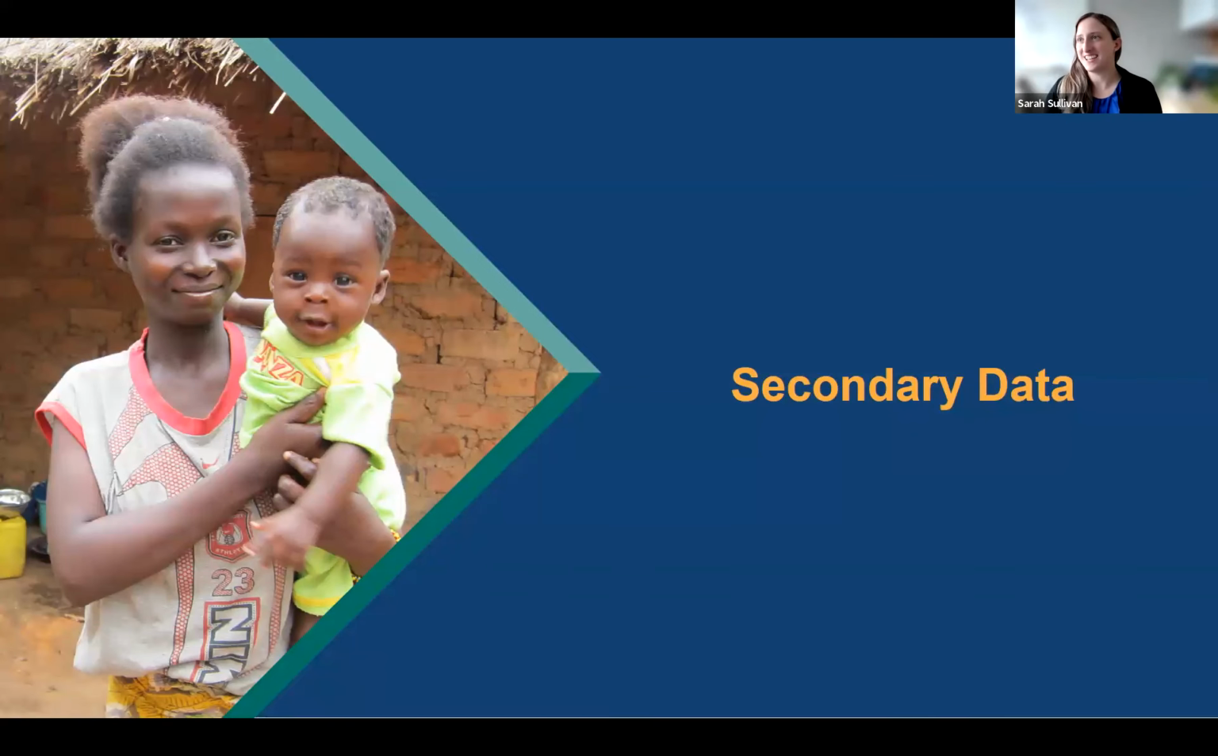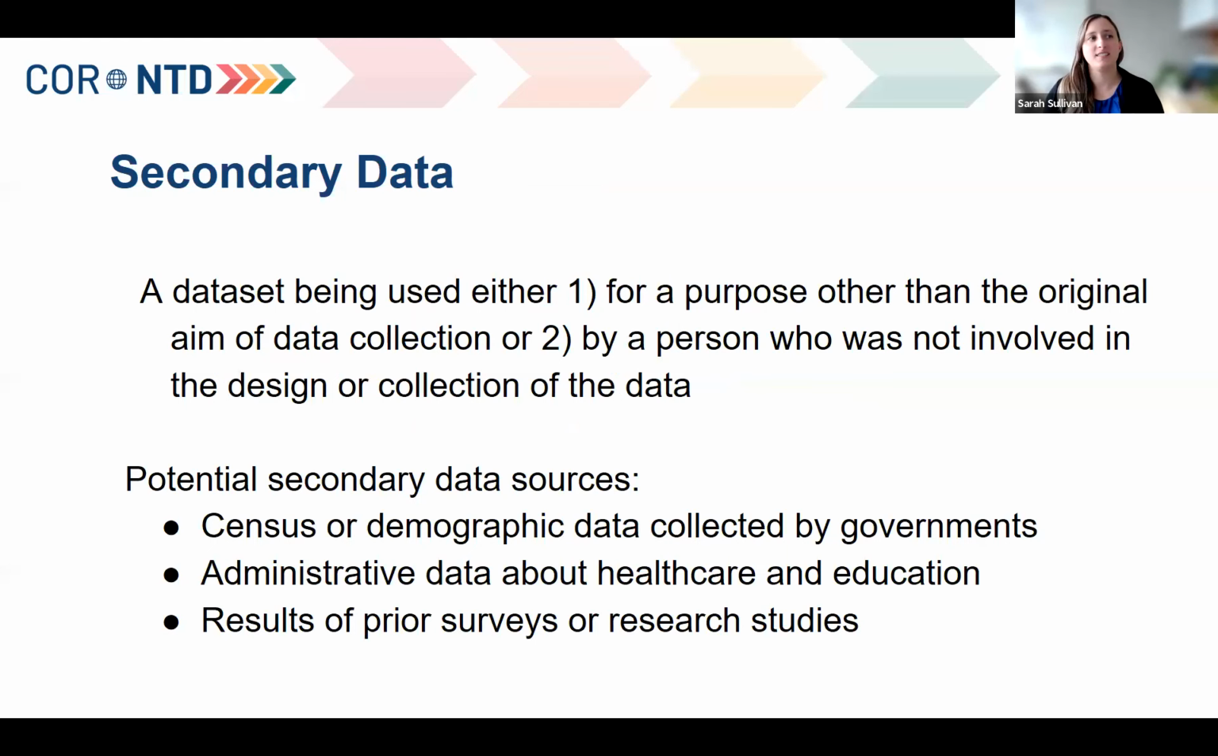To start off, what is secondary data? Secondary data is a data set that's being used either for a purpose other than the original aim of data collection, or by a person who was not involved in the design or collection of data. For the purpose of this session, we're going to be talking more about when you're using data that you aren't the one who collected it, you weren't involved in the design and collection, and you're using it from a secondary source. There are a whole variety of potential secondary data sources, and they vary in terms of their purpose and, with that purpose, how we can use them.